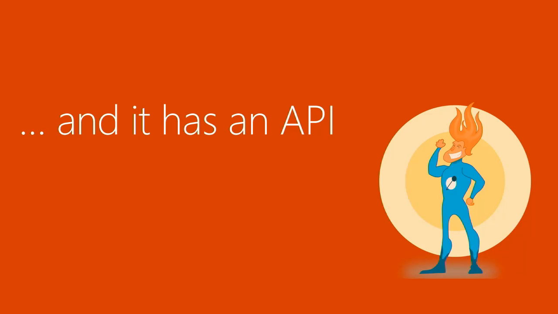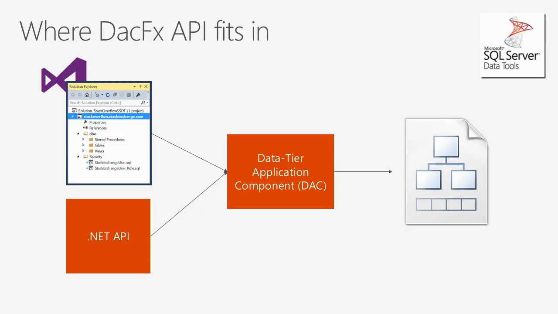Why should we care? There's an API. As a developer, that's music to my ears. How lovely, an API that I can program against and write code. That's fantastic. You've got your Visual Studio, which is kind of your GUI version, and you've got a .NET API that allows you to interact with a data tier application component. And when you do that, it spits out what we all know as a DAC pack, which is the unit of deployment or the build output, as it were. So this is cool. This means we can start modifying and playing with DAC packs programmatically.